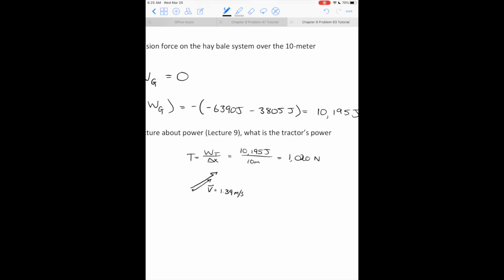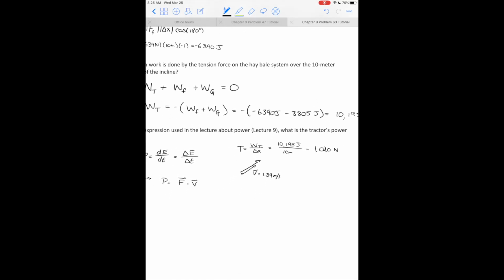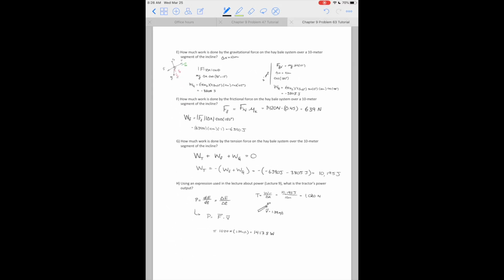So that's my tension force. It's in the same direction as my velocity, so the power is 1,020 newtons times 1.39 meters per second. I get 1,417.8, not joules, joules per second, or another way of saying that is watts. So that is the power output from the tractor to go at a steady rate.